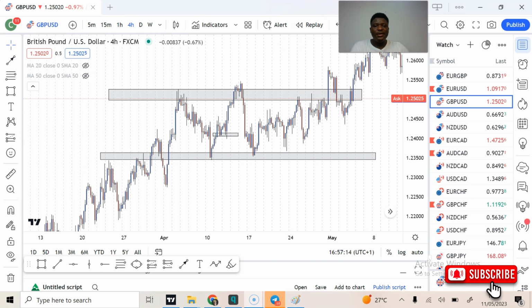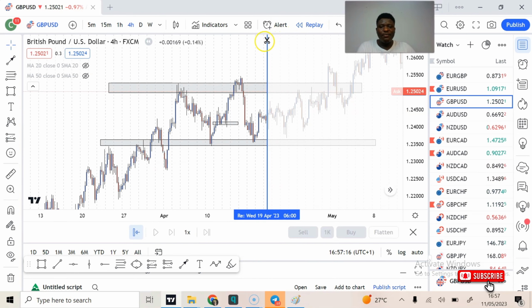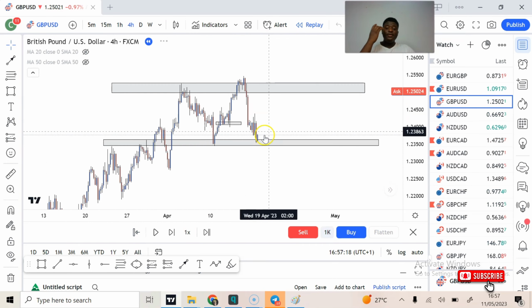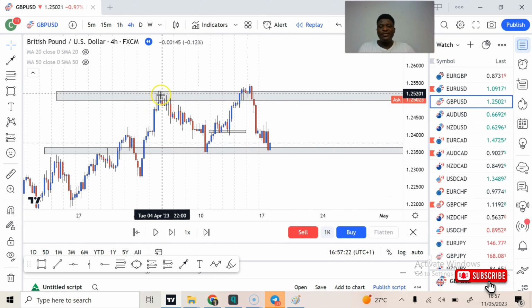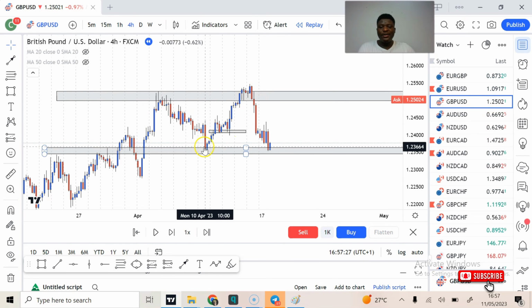For instance, let me do a replay. I think a replay will serve the purpose for this. Now, let's assume that this was where I marked out this market. I marked out the previous resistance here, which has been tested here. I marked out the support, which has been tested as a support here, as a resistance here, also a resistance here, and also a support here.